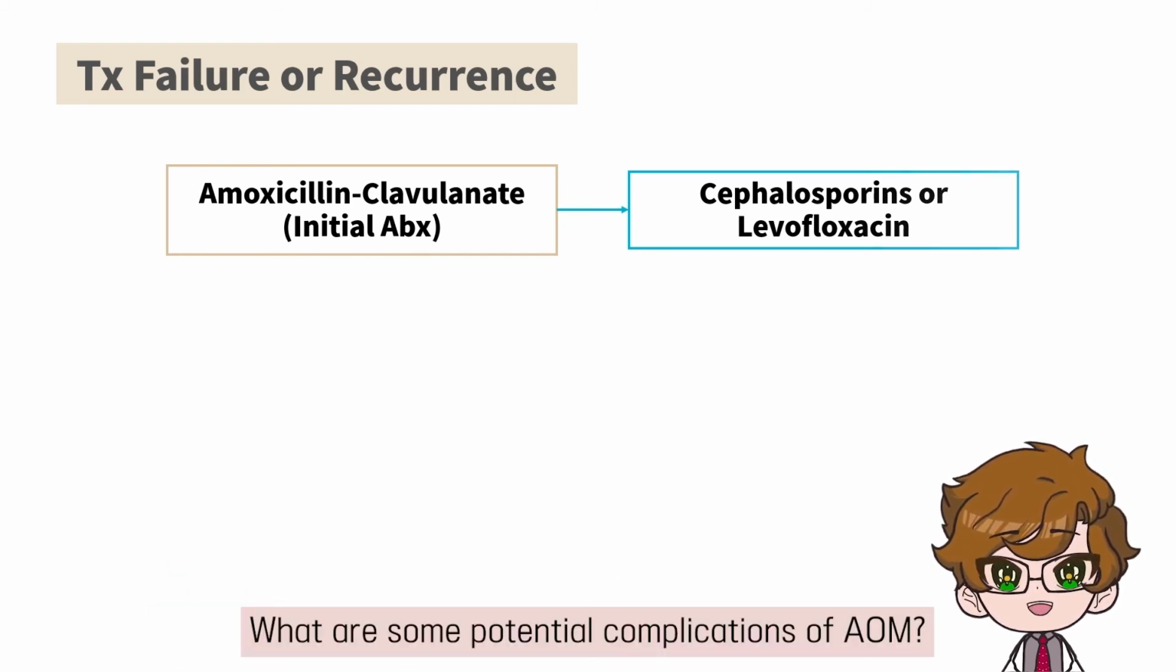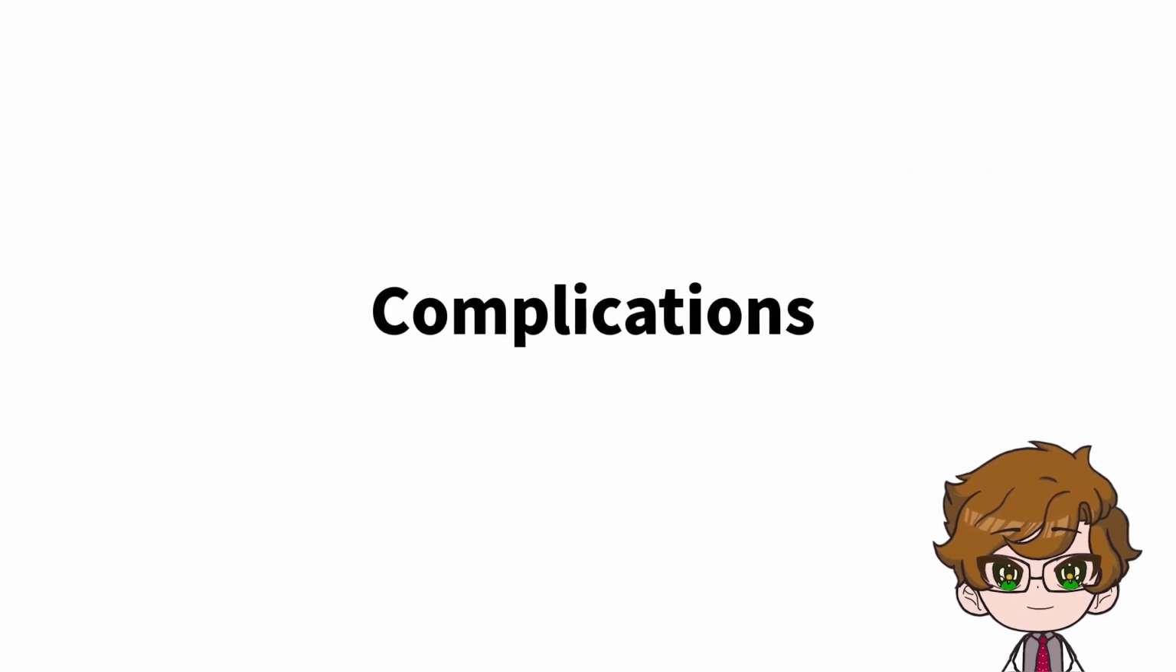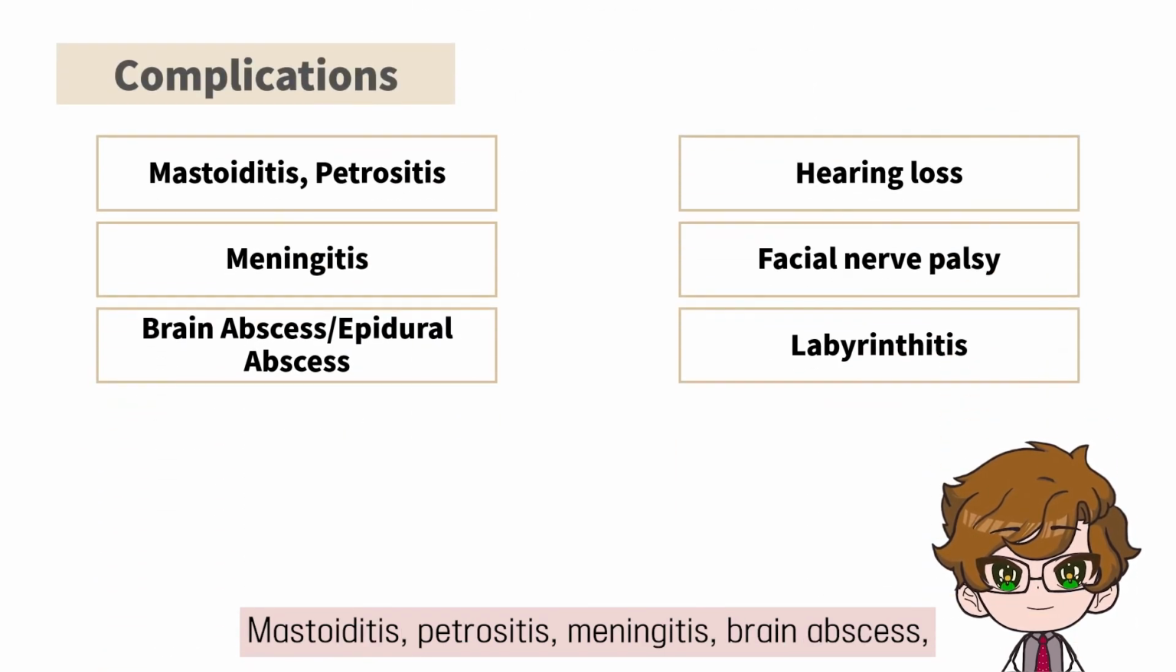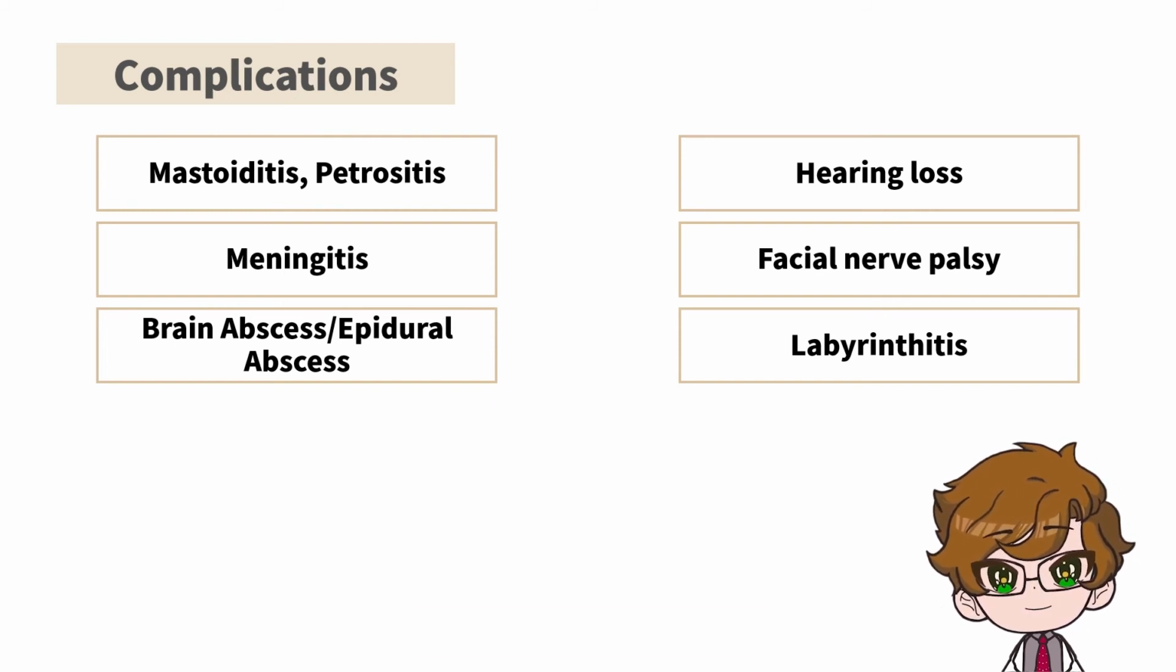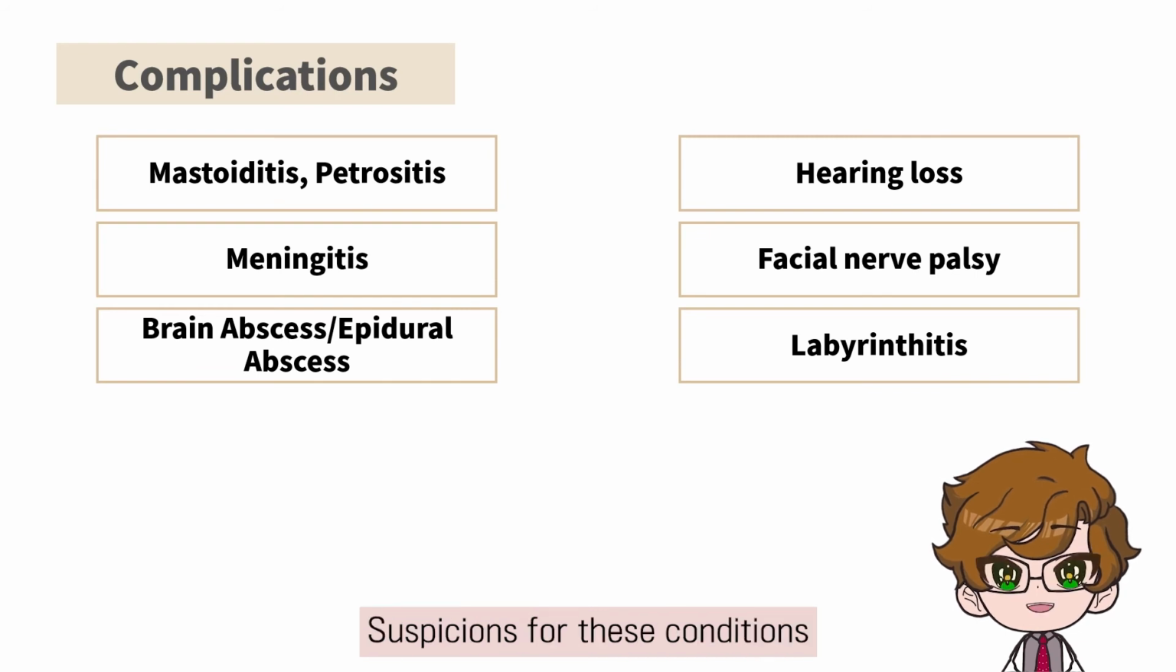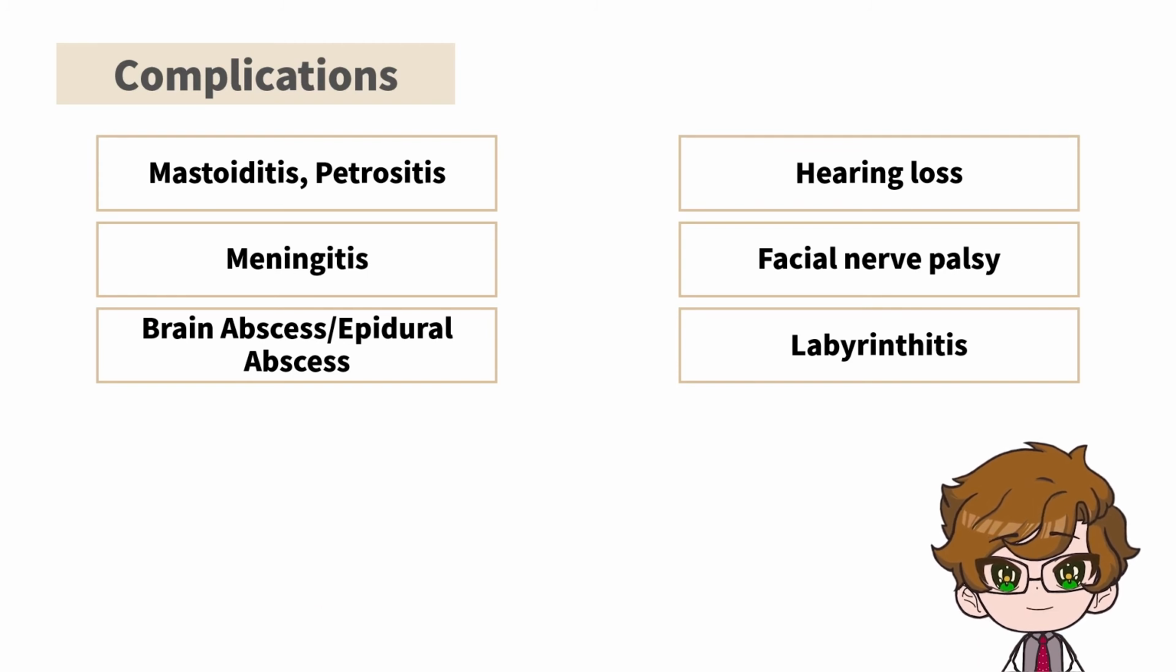What are some potential complications of AOM? Mastoiditis, petrositis, meningitis, brain abscess, epidural abscess, hearing loss, facial nerve palsy, and labyrinthitis may occur. Suspicion for these conditions requires evaluation and management by an ENT or in the inpatient setting.